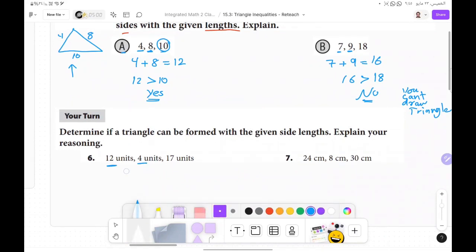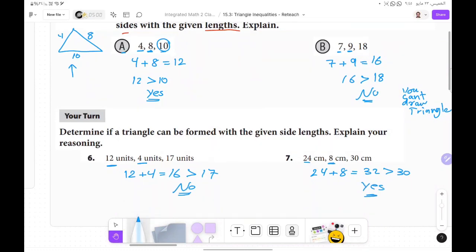Let's do this. 12 plus 4 equals 16. Is 16 greater than 17? No. So you can't draw a triangle. Let's do the last one. 24 plus 8, which is equal to 32. Greater than 30? Yes. So you can draw a triangle. Okay? I hope you understand this one.